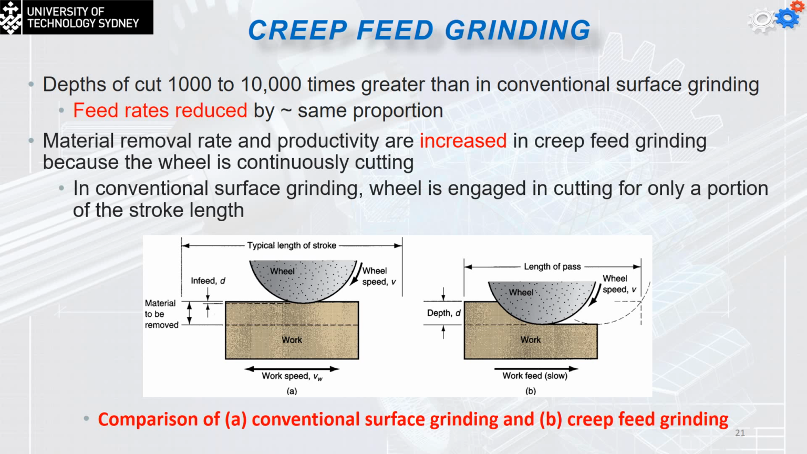In conventional surface grinding, the wheel is engaged in cutting for only a portion of the stroke length. Okay, so this is conventional grinding. We said that the material to be removed is going to be very thin, so we have to remove it in layers, multiple times. If I remove it in one shot, that's what we call the creep feed grinding process. We're going to cut 1,000 to 10,000 times deeper than in conventional grinding.